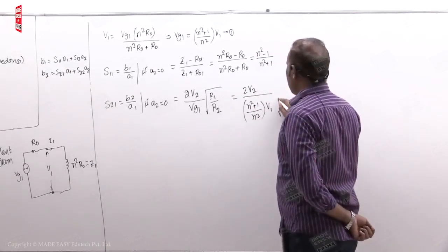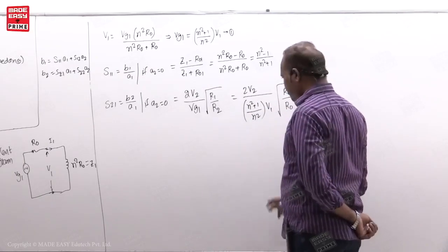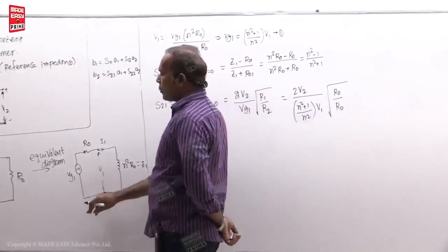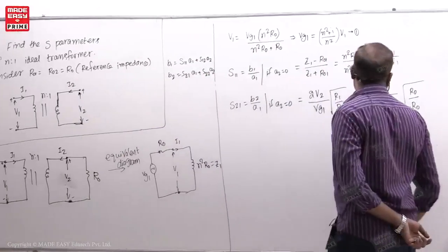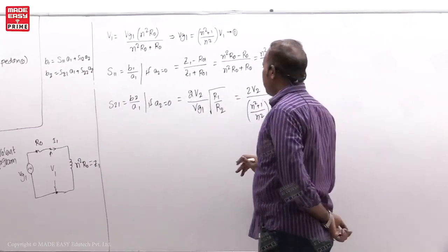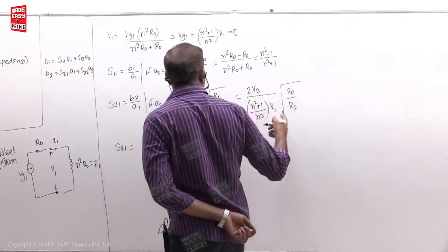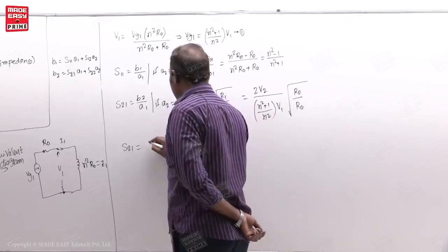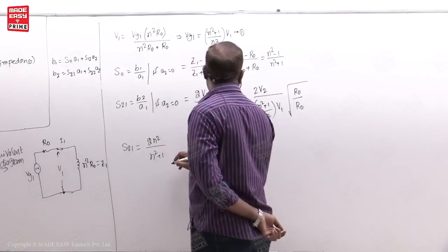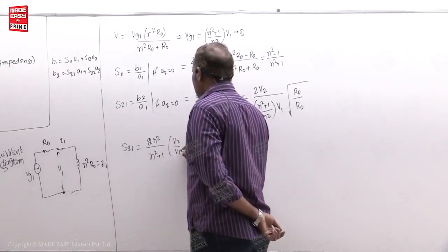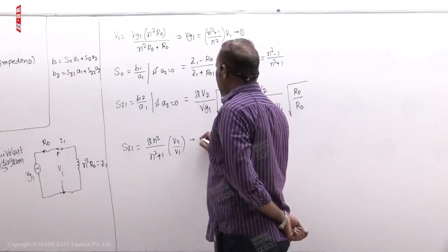Next, R1 is taken as R naught, the reference impedance. R2 is also taken as, actually here this is R2, R2 is equal to R02, and that R02 is equal to R naught is taken. So this is R naught. Now you know that S21 is equal to, this cancels, and ultimately you get 2 times N square, numerator, divided by N square plus 1 times V2 by V1. I will call this equation number 2.